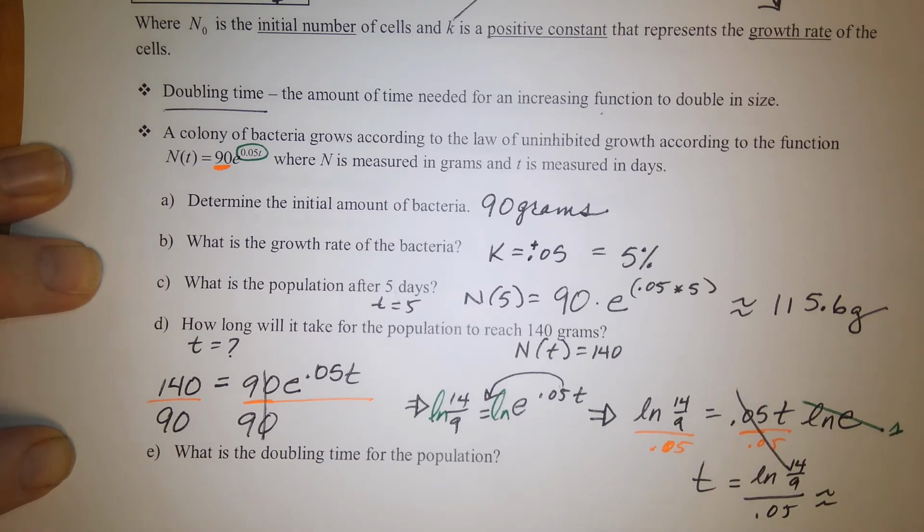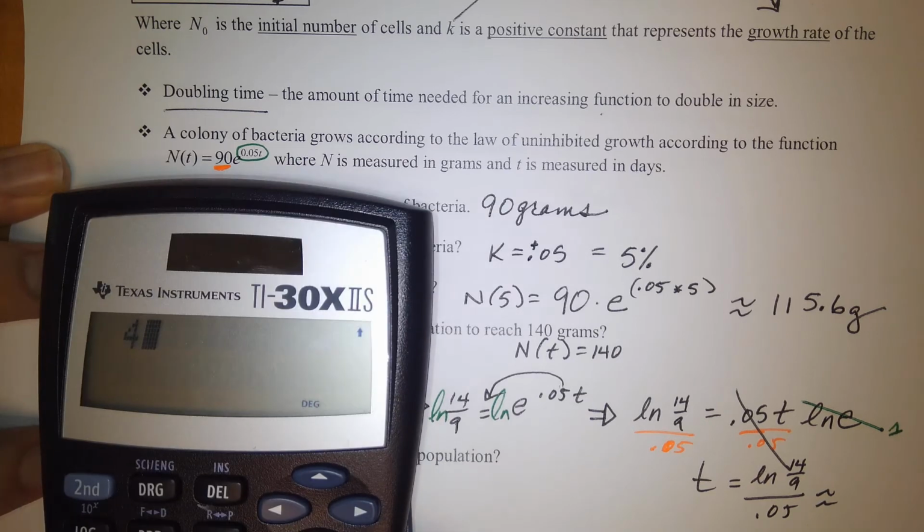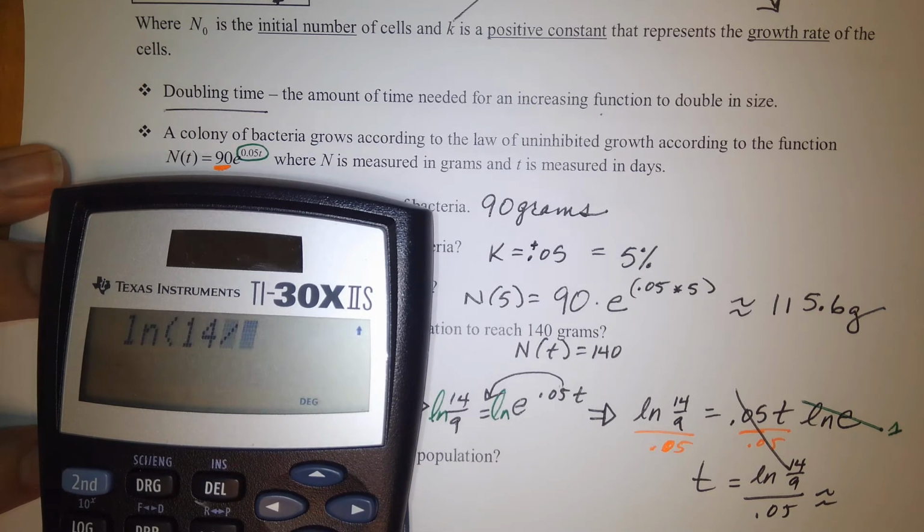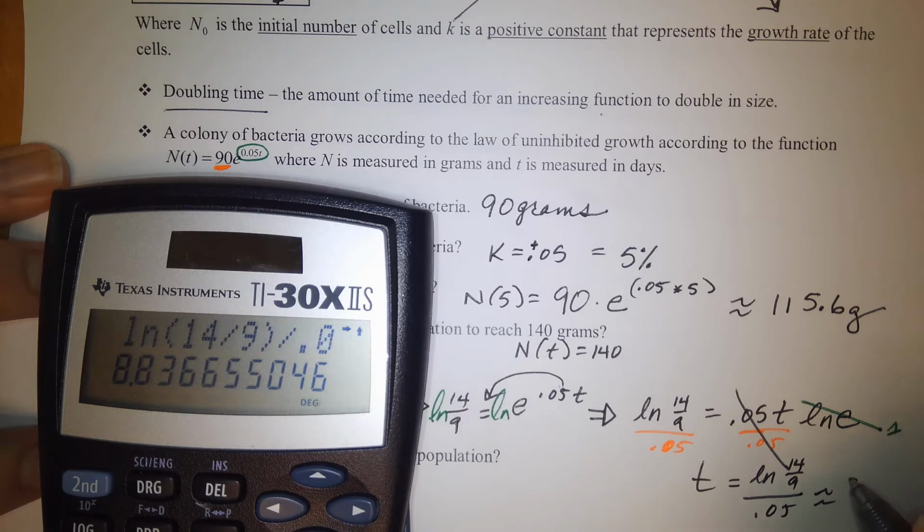An approximate answer for how long that is, I could put into my calculator. So we'll have natural log of 14/9 divided by 0.05, and you're going to have approximately 8.8 days.